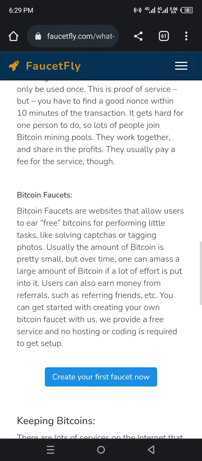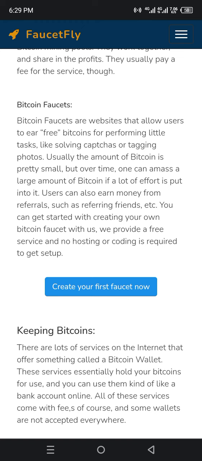So faucets are a great way to earn Bitcoin, if you want to go via the faucet route. You can actually create your first faucet from this website, but I'm not affiliated with this website, so I'm not here to tell you what to do or what not to do.